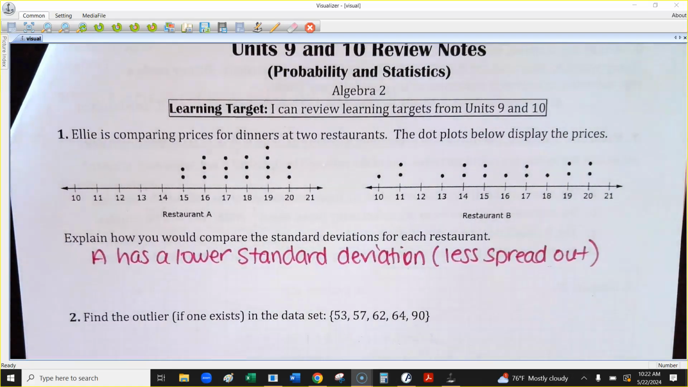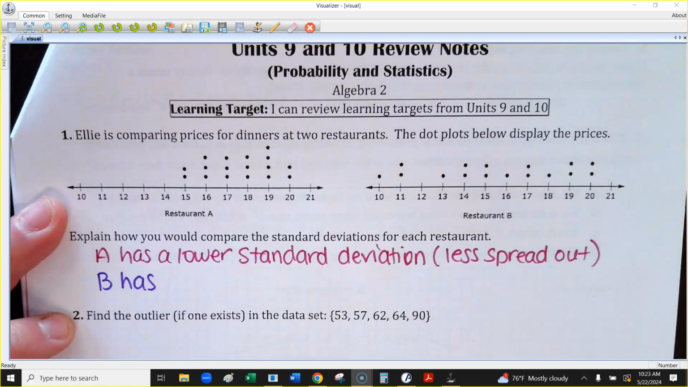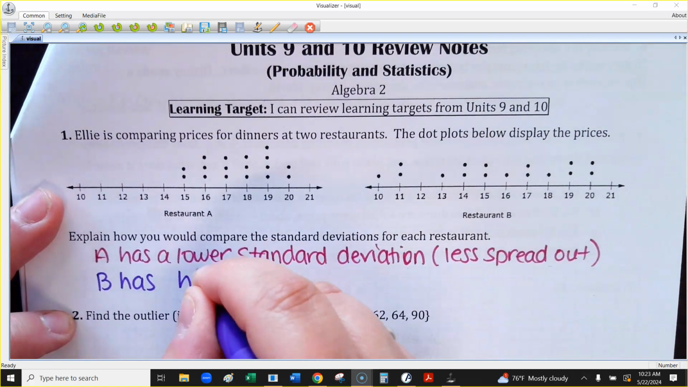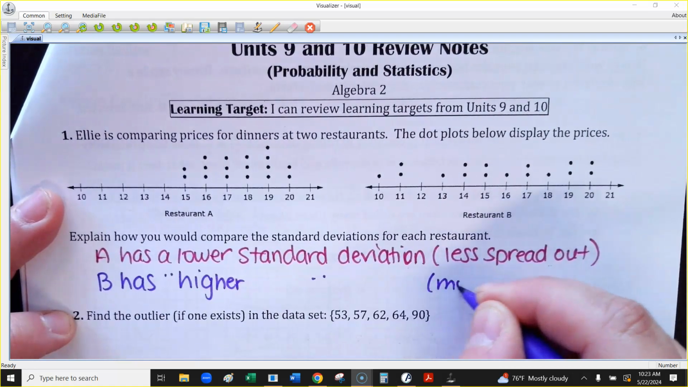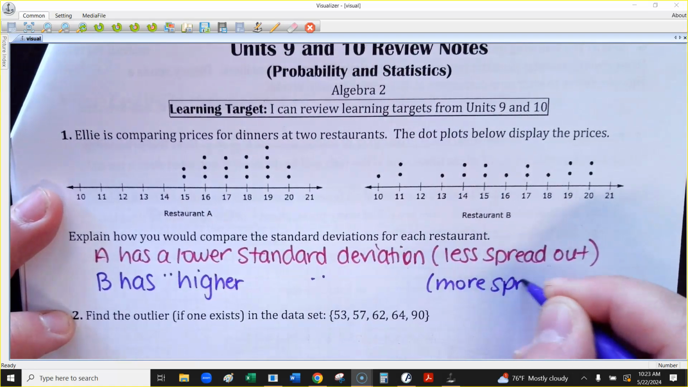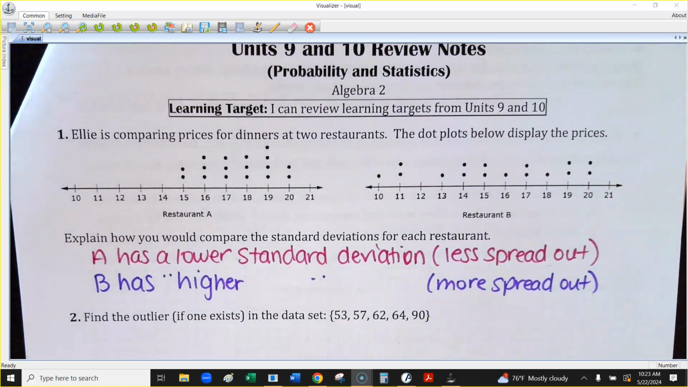Maybe another way, it'll be multiple choice. We could say, I could almost make a similar argument. I could say B has a higher standard deviation, and I could say because it's more spread out. The more spread out the data is, the higher the standard deviation will be. The less spread out the data is, the lower the standard deviation would be.